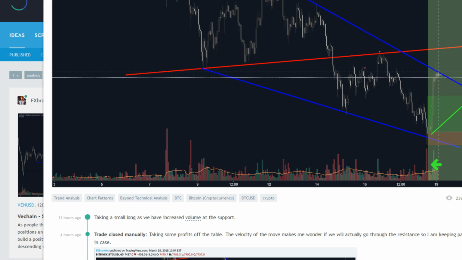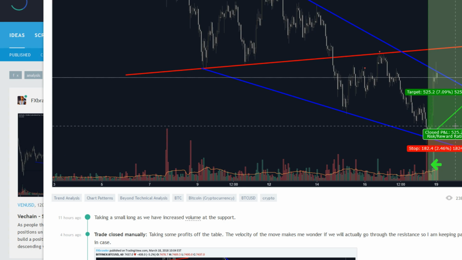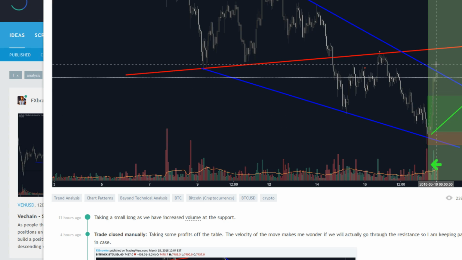So I got out of part of my position here because I was surprised by the velocity of this move. And I was seeing a lot of whales on the bid on Binance, so people were gobbling up alts and stuff like that. So I said, okay, I'm going with them. And now it's showing a sign of retracement. So this is very bearish.